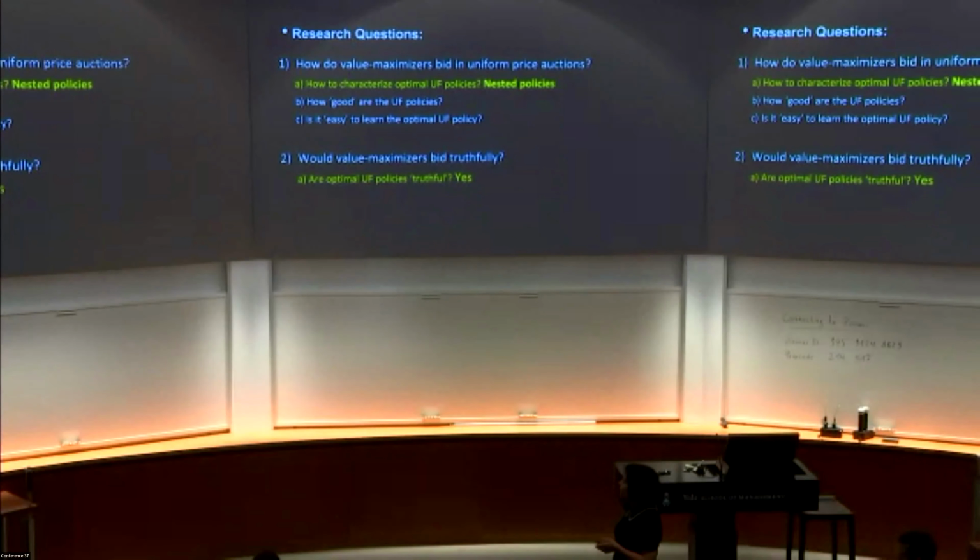Okay, awesome. So now let's go back to the research question: how to characterize the optimal universal feasible policy and show that it's a nested policy. We wanted to see if value maximizer buyers would bid truthfully. Yes, they do, at least from my point of view, they follow some generalized truthful bidding.